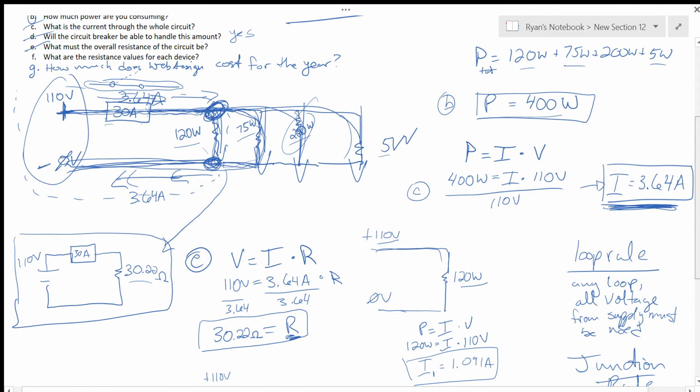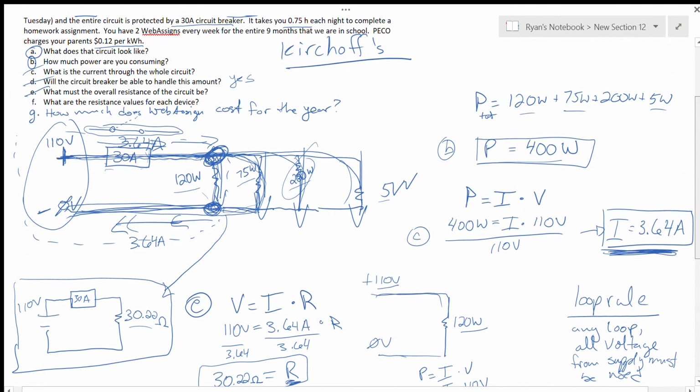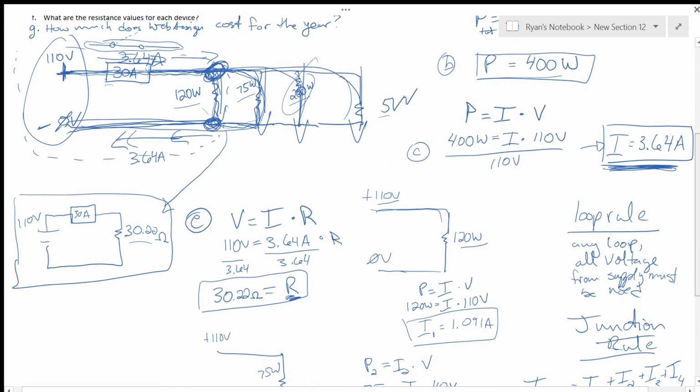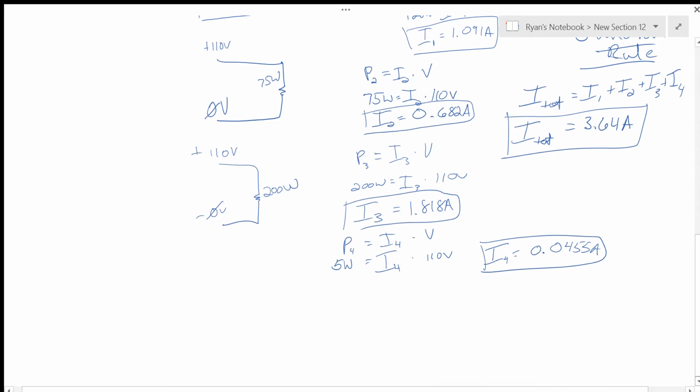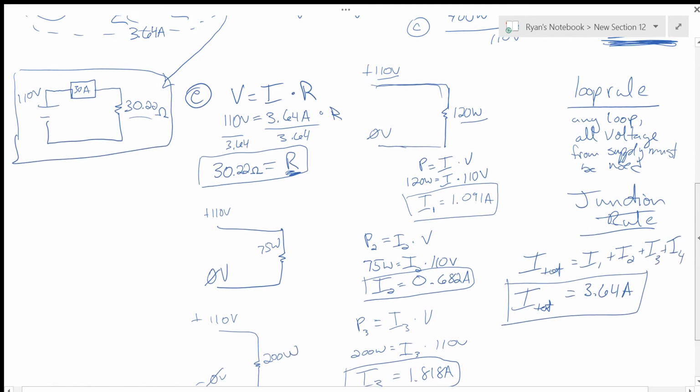Now this particular one wants us to find the resistance values for each device. Okay, you know how to do that, because we know two things that are super important here: we know V and we know I, voltage and current, for each of the resistors. So for resistor number 1, V equals I times R.